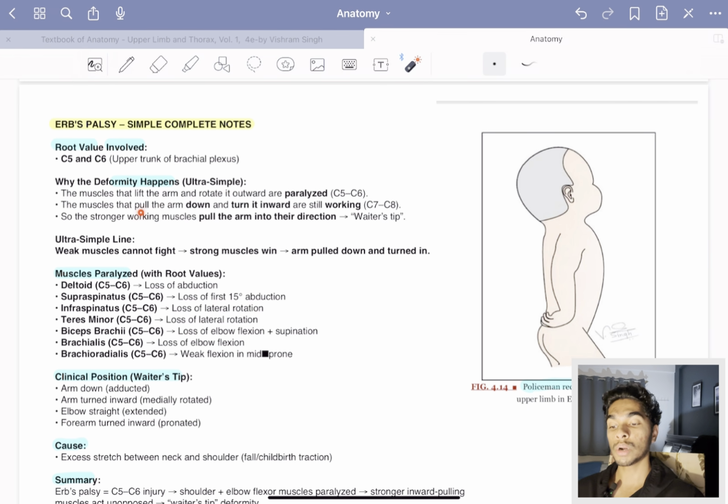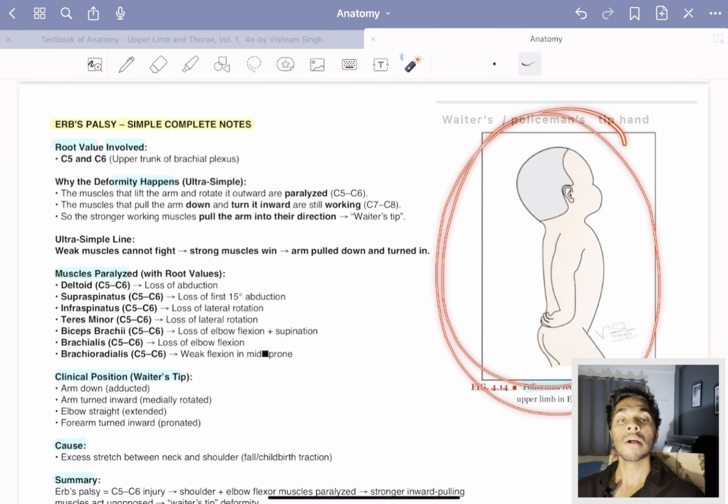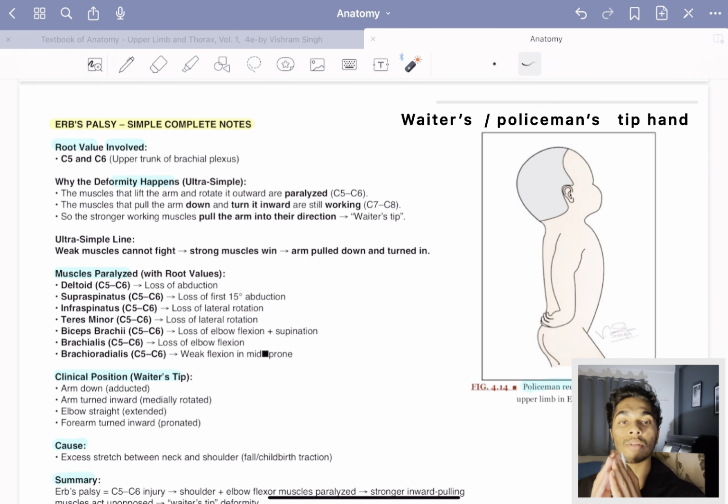The muscles that pull the arm down and turn it inward are still working. That is C7, C8, still functioning. So what happens here? The stronger muscles pull the arm in their direction, forming the waiter's or policeman's tip deformity. The strong muscles, which pull the arm down and turn it inward, are unopposed. That's why this deformity takes place. This is how the deformity happens.